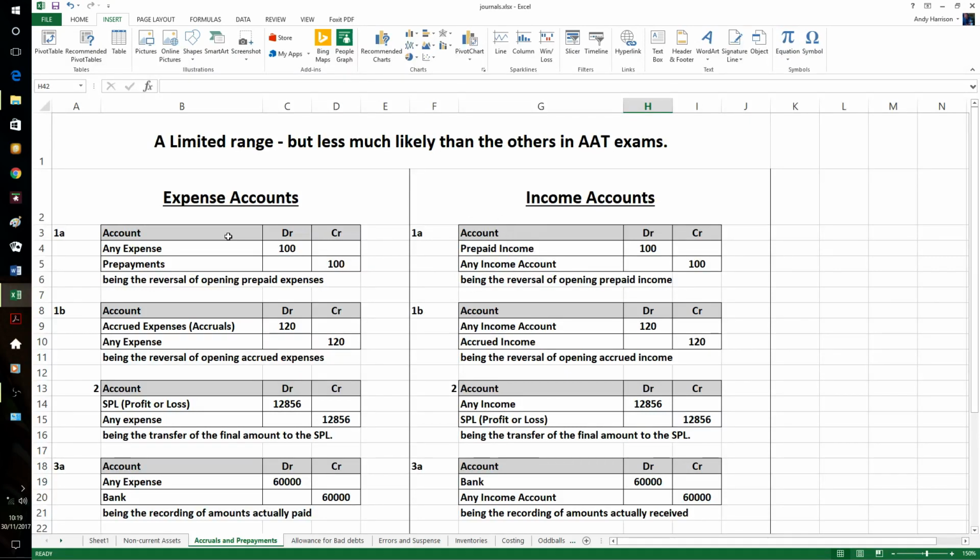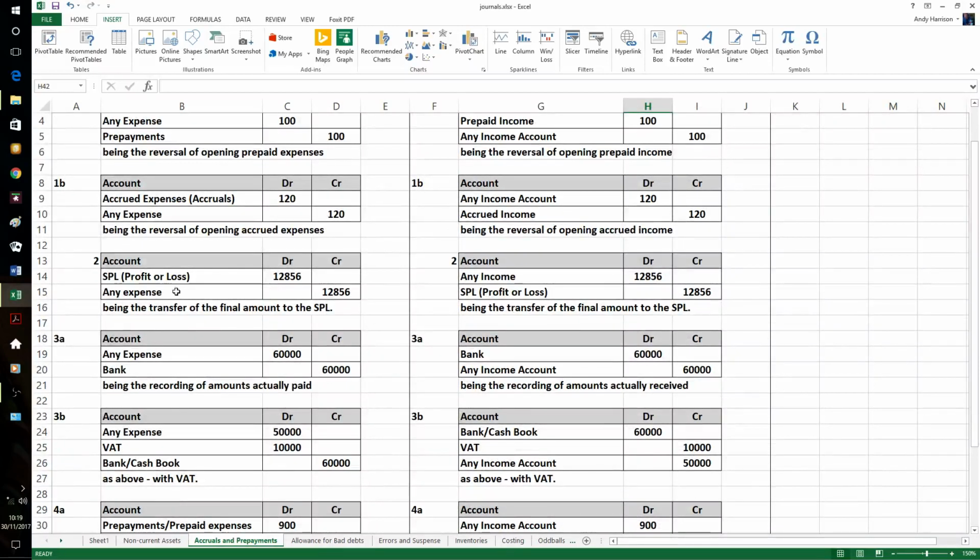So our expense accounts, well, first of all, at the start of the year, of course, we reverse our opening prepaid expenses. So if we've made a prepayment, debit the expense account, credit prepayments to reverse it, and the opposite for accrued expenses. Then at the end of the year, we close off the final amount to the statement of profit and loss, debit the profit and loss because it's expense.